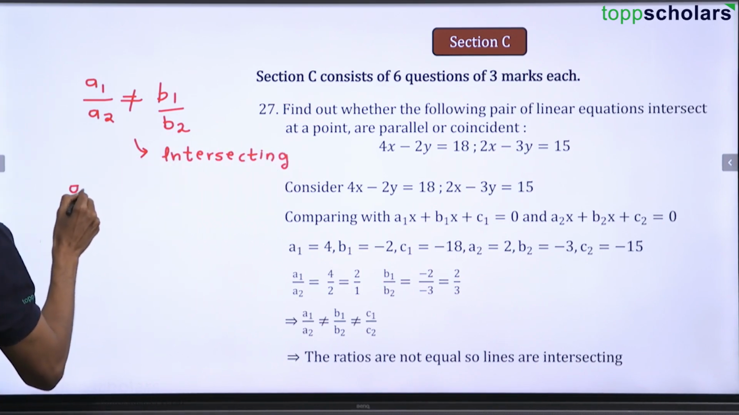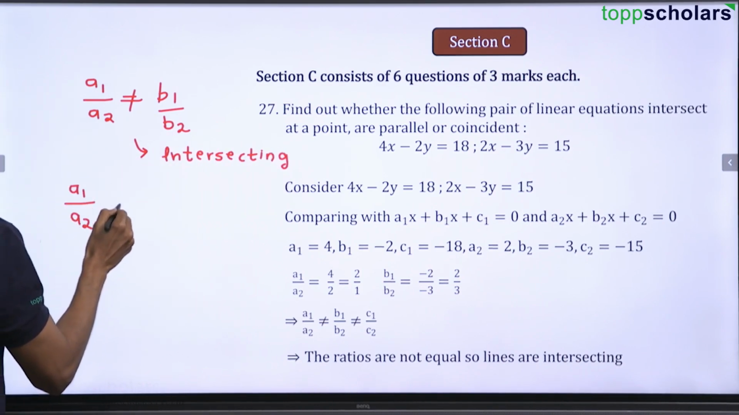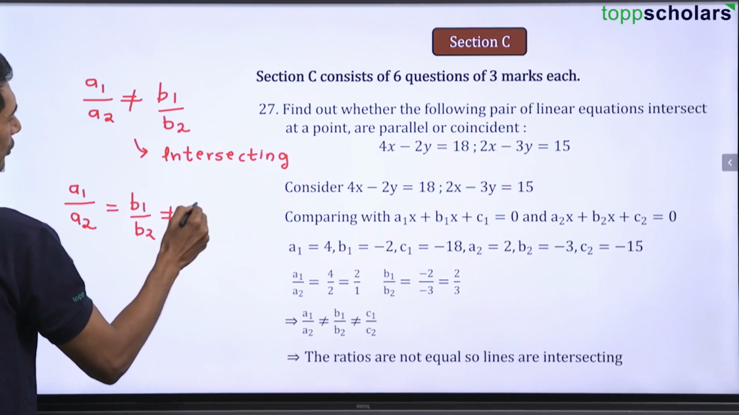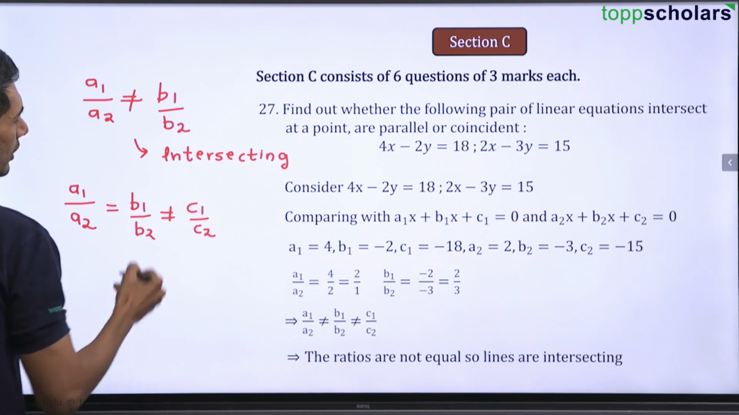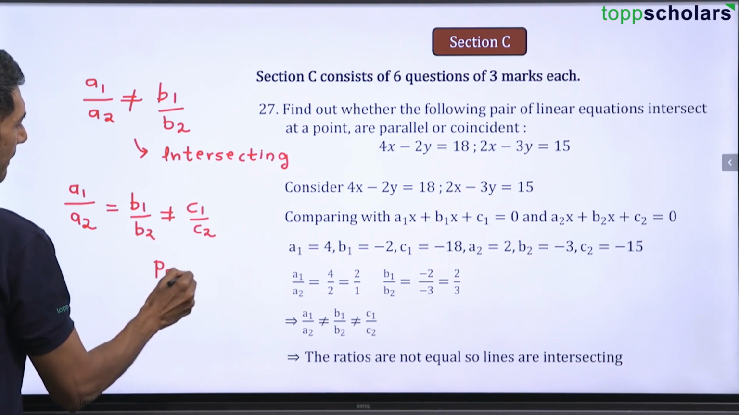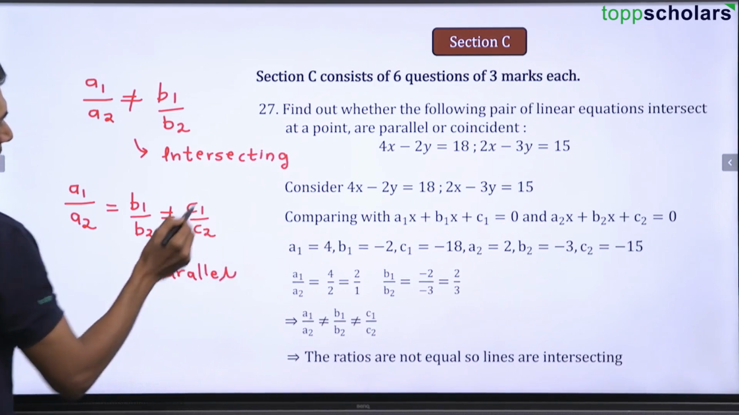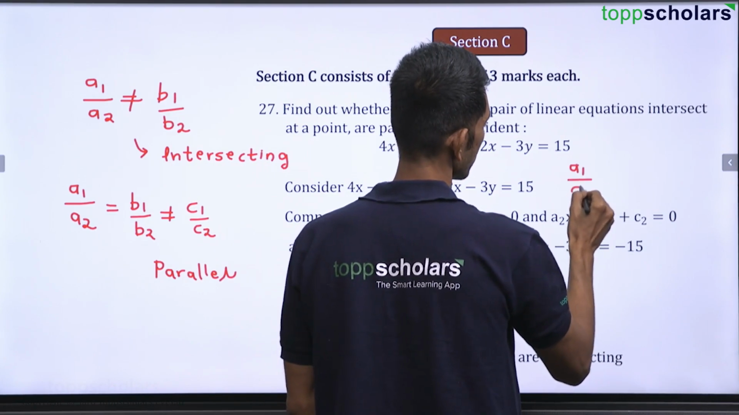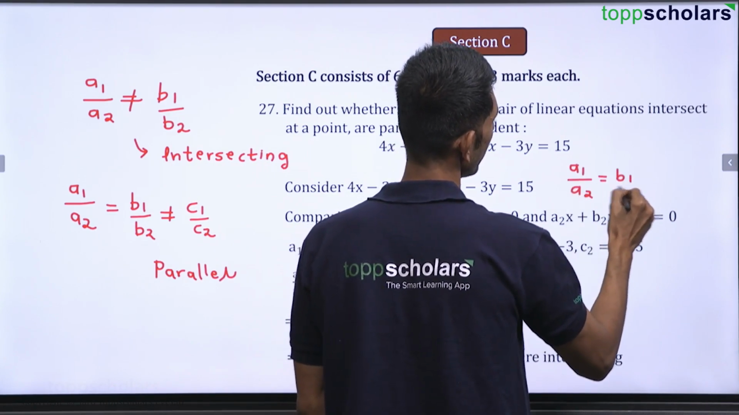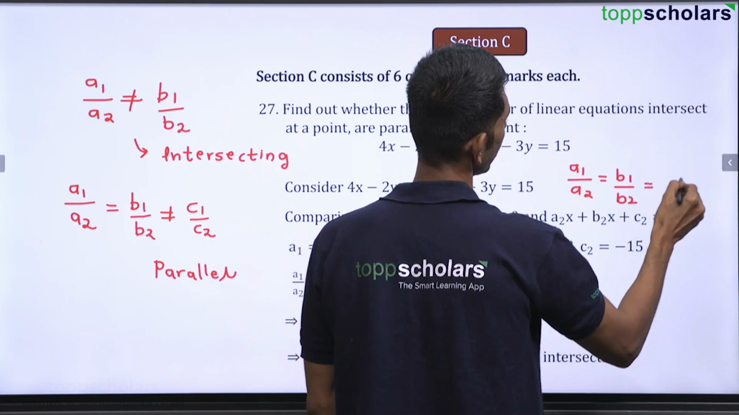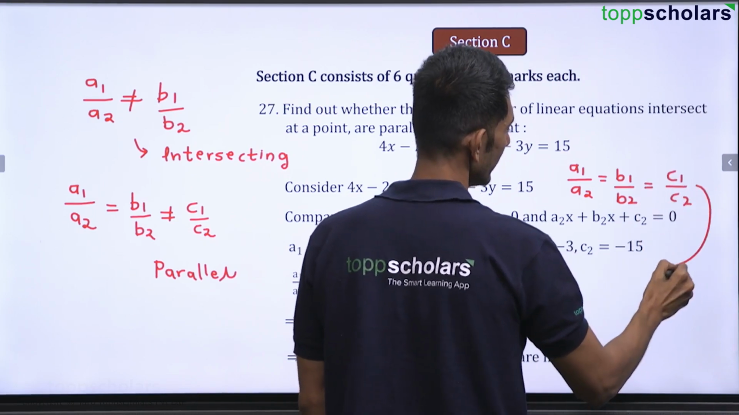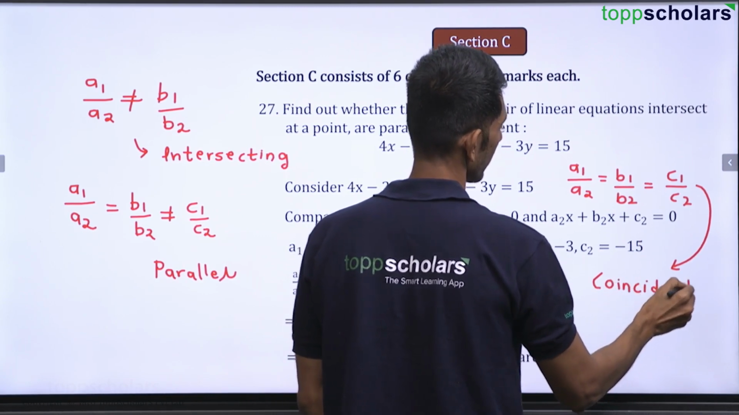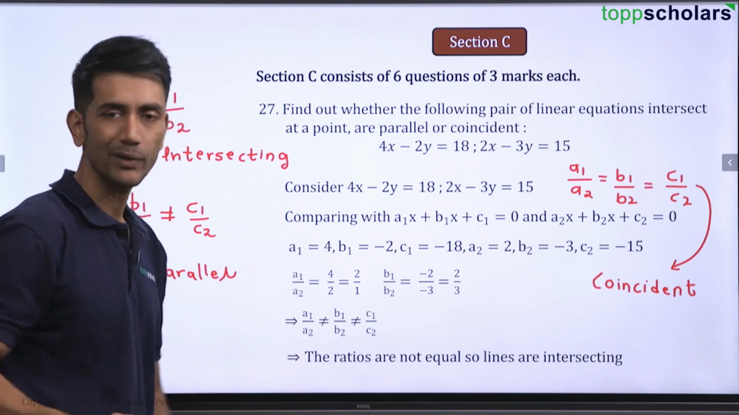If you get A1 by A2 is equal to B1 by B2 is not equal to C1 by C2, you will say they are parallel. And once you have A1 by A2 is equal to B1 by B2 is further equal to C1 by C2, then you will say they are coincident. So please note these conditions, just a quick revision for you.